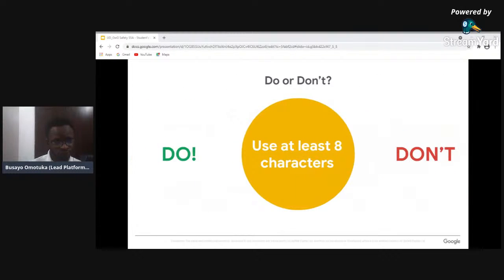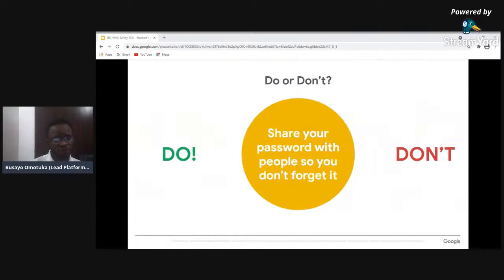So let's move forward. Use at least 8 characters, right? This is do. I'm sure this is do, right? Share your password with people, so you don't forget it. And this is going to be don't. No, you don't do that. So students should be discouraged from this. We've been able to establish that passwords are not to be shared with people. I mean, the student can actually share with their parents, but not with a third party, not with strangers.